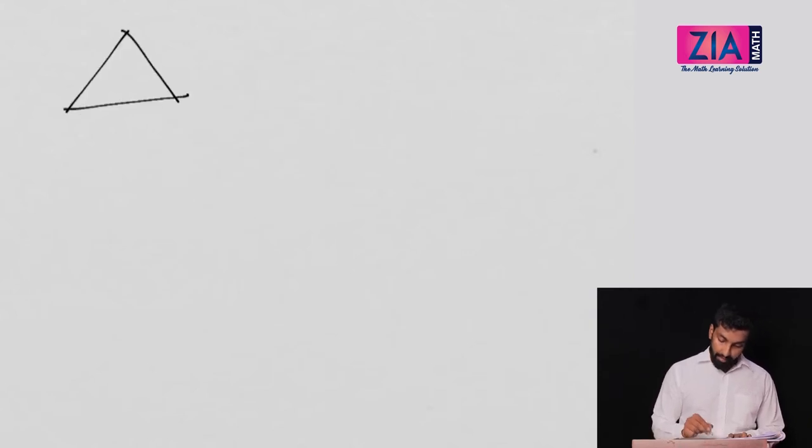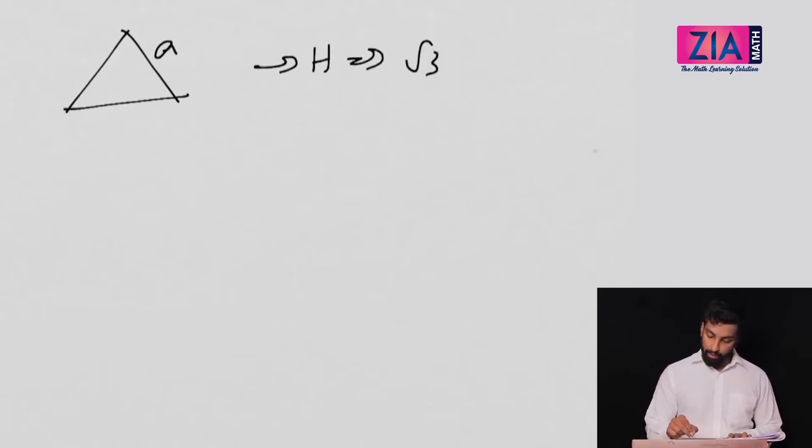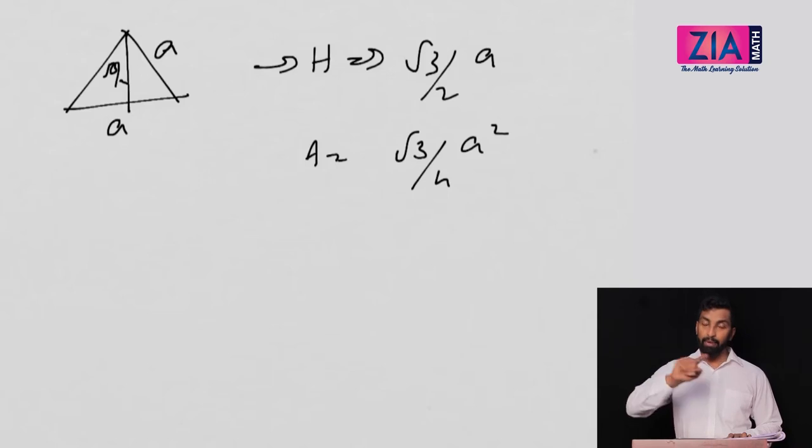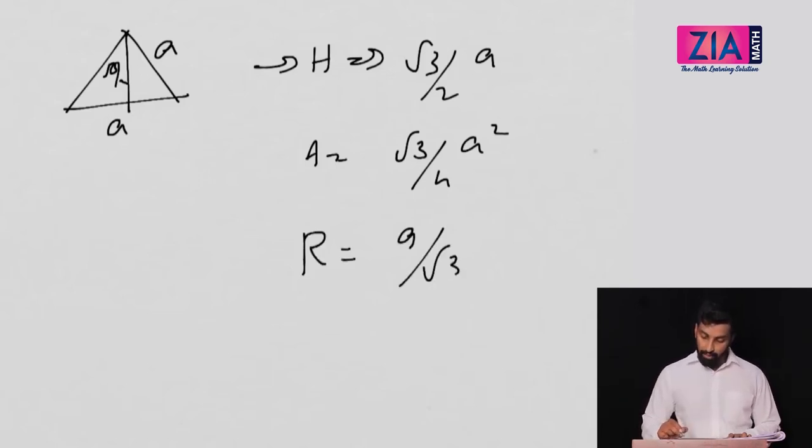So what all things did we get? If you have an equilateral triangle with one side A given, we got the height as root 3 by 2 A. We got the area as root 3 by 4 A square, because we know A and we know root 3 by 2. So we can find it. We got the circumradius as A by root 3, because we know that the height is divided in the ratio 2 by 3.